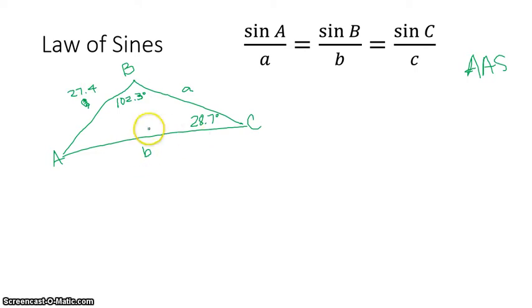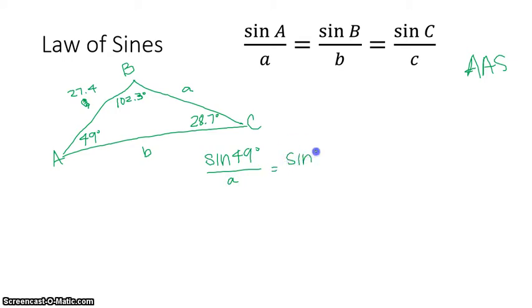Right, and I want to know A and B, so I can set up my proportions. Sine of angle A, which I could probably find pretty easily because all the angles in a triangle add up to 180. So I do 180 minus 102.3 and minus 28.7. I get that angle A is 49 degrees. So I have sine of 49 degrees over side A, which I don't know.